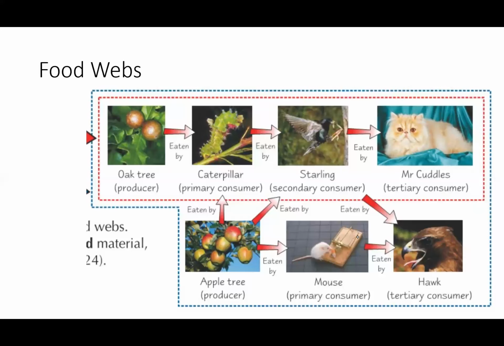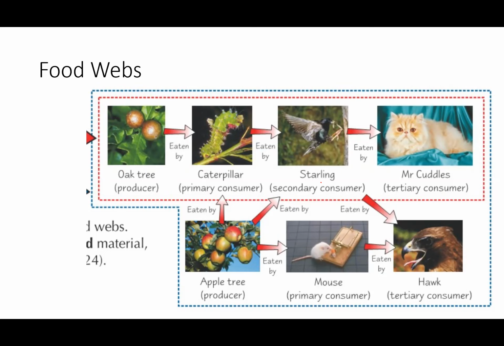So if you have a look at food webs to start off with, food webs you should be really familiar with, and they show us how energy is transferred between organisms. And we've actually got two on here. We've got a food chain that's also forming into a food web. So the first top line, the red box, is a food chain. We've got an oak tree, which is a producer. A caterpillar eats parts of the oak tree, which is a primary consumer. It's eaten by a starling, which is a secondary consumer, which is then eaten by Mr. Cuddles, which is a cat. It's our tertiary consumer. You can then make it more complicated and add on a food web. But basically, food chains and food webs both show how energy is transferred through the ecosystem.